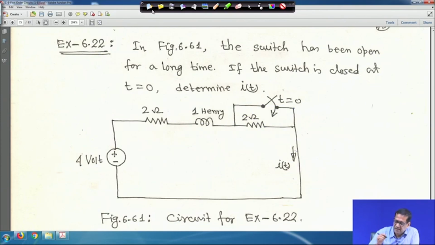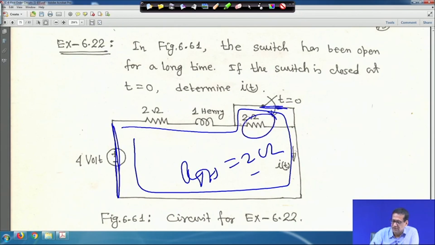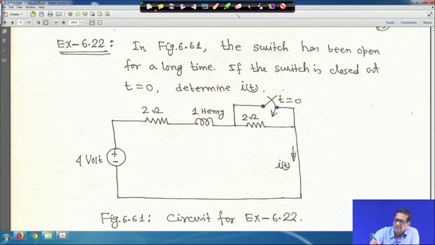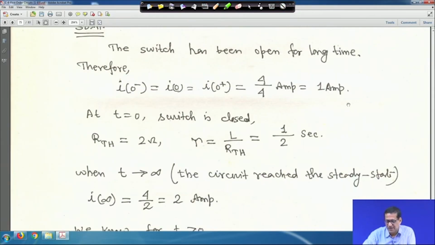As the switch is closed, the circuit path is like this, a closed circuit. Therefore, for R Thevenin you can short this, and R Thevenin is equal to 2 ohm, because after closing the switch this becomes inactive, it is shorted. And you can find tau is equal to L by R, the time constant. I 0 minus is 4 ampere, R Thevenin is 2 ohm. So, tau is equal to L by R Thevenin, L is 1 Henry, so half second.